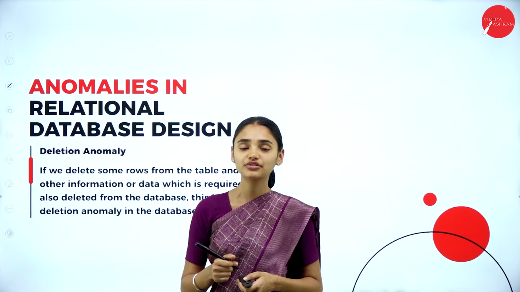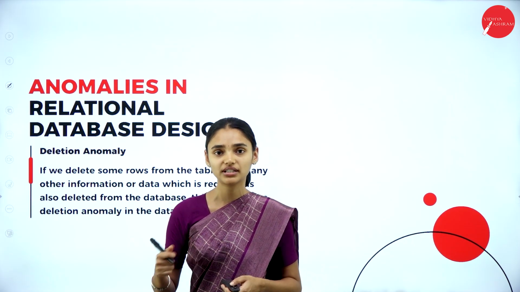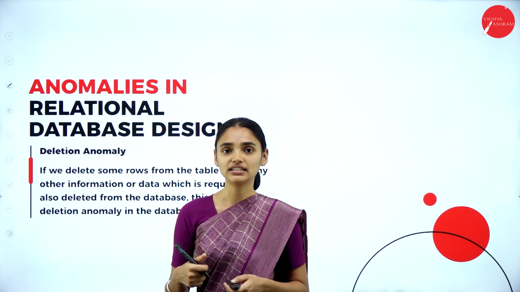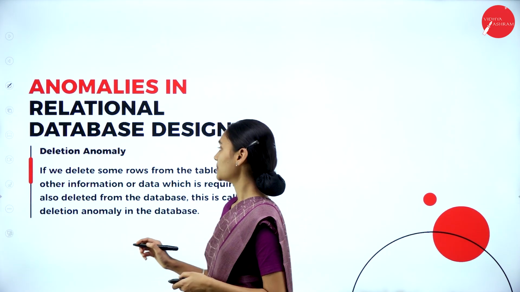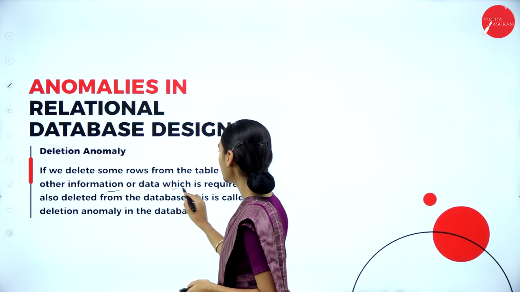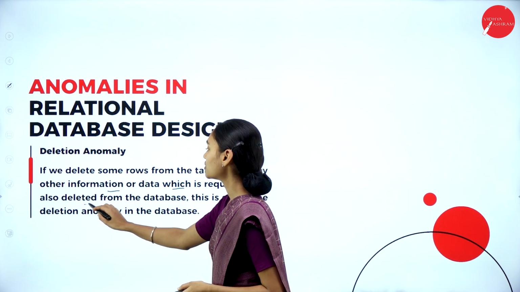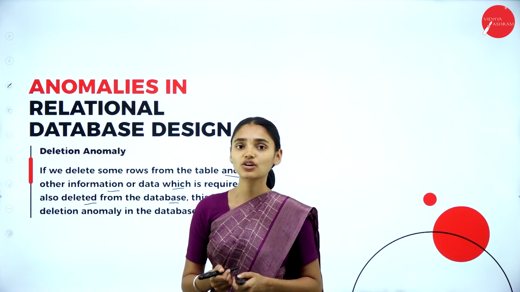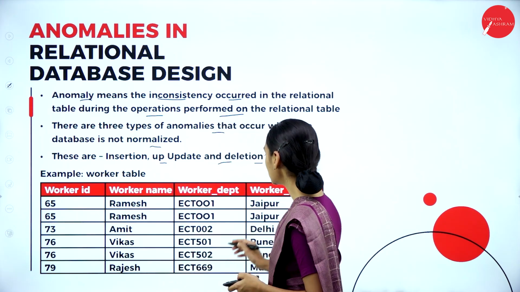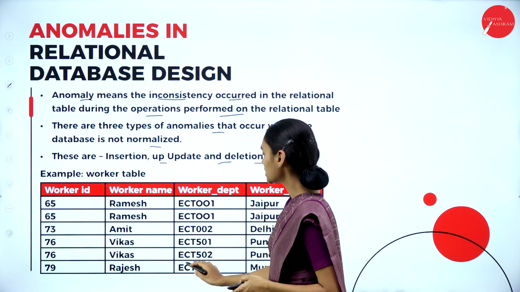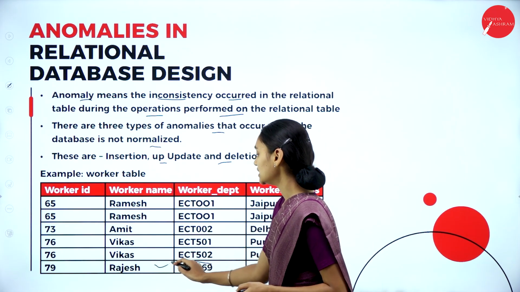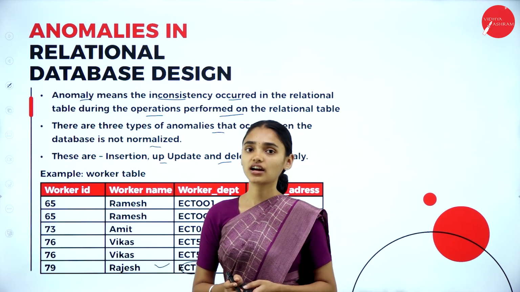In deletion anomaly, if you want to delete one particular row from the table and all the attributes present in the table get deleted, that leads to deletion anomaly. If you delete some rows from the table and any other required information or data is also deleted from the database, that is called deletion anomaly. For example, suppose you want to delete the worker department of Rakesh ECT 669 and the details of Rakesh are also deleted, that leads to deletion anomaly.